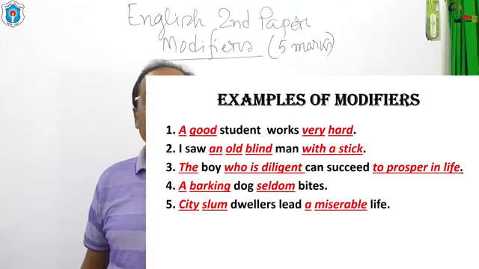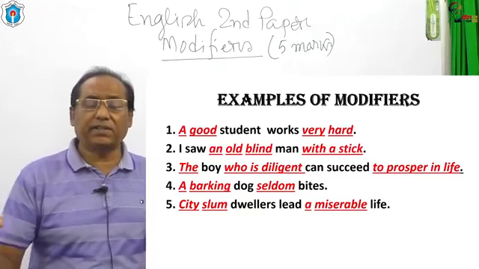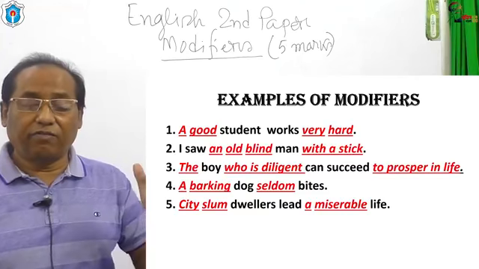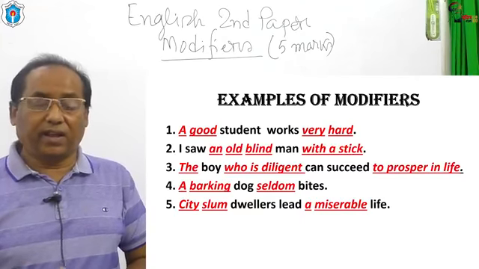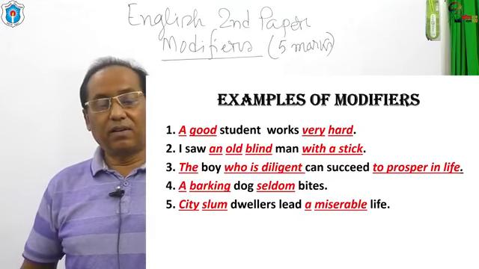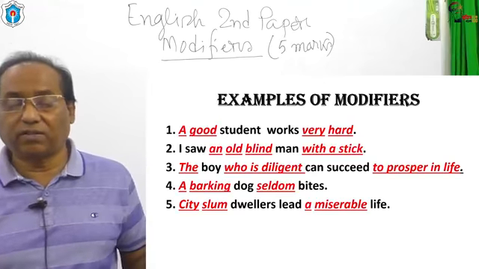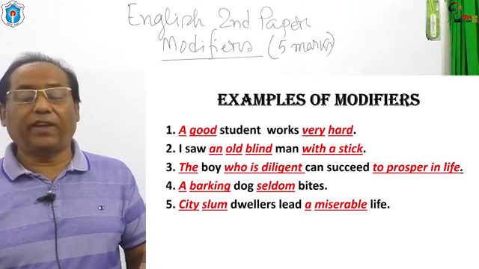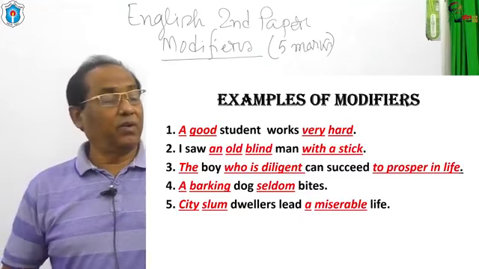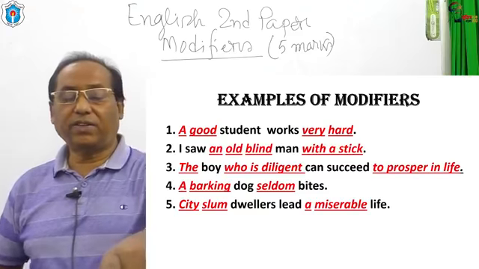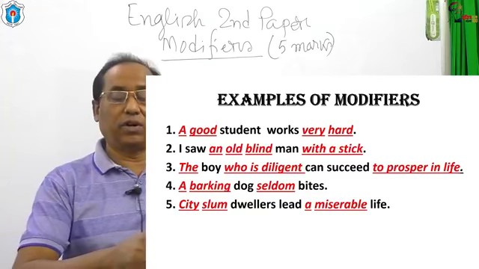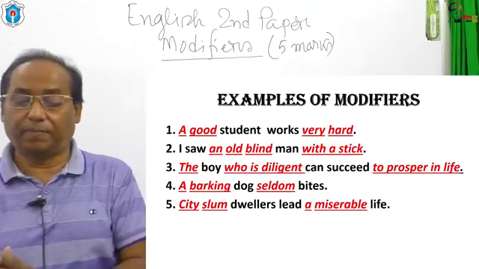Again, you can see with a stick. This is a phrase. You must have a clear concept of phrase. I discussed it in one of my previous classes. What is a phrase? A phrase is a group of words without a subject and finite verb, like with a stick. In this phrase, there is no subject, no finite verb, but it is a group of words. So, it is a phrase.